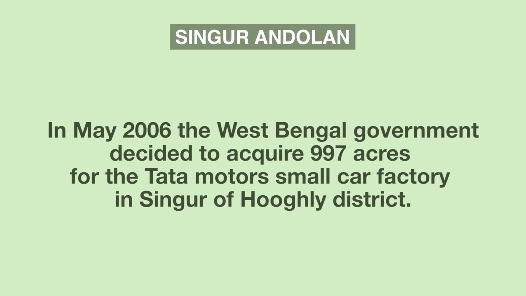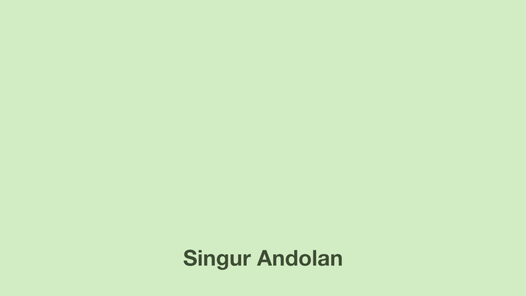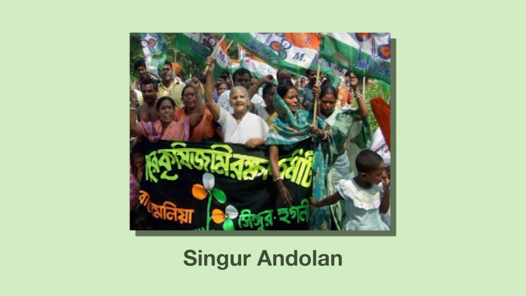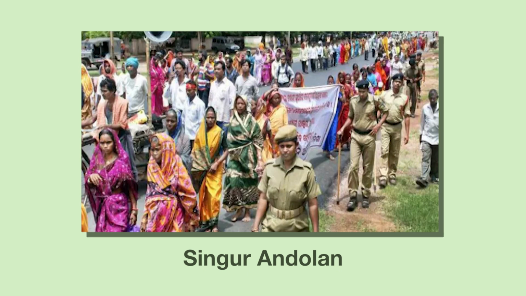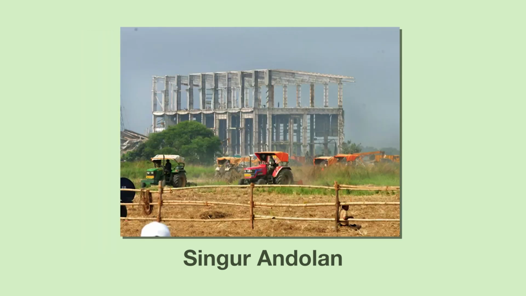In May 2006, the West Bengal government decided to acquire 997 acres for the Tata Motors small car factory in Singur of Hooghly district. Almost 6,000 families, including many agricultural workers and marginal peasants, were to lose their land and livelihoods. There was no compensation for the landless agricultural workers, unrecorded bargadars and other rural households who were indirectly dependent for their livelihood on the land and agricultural activities.